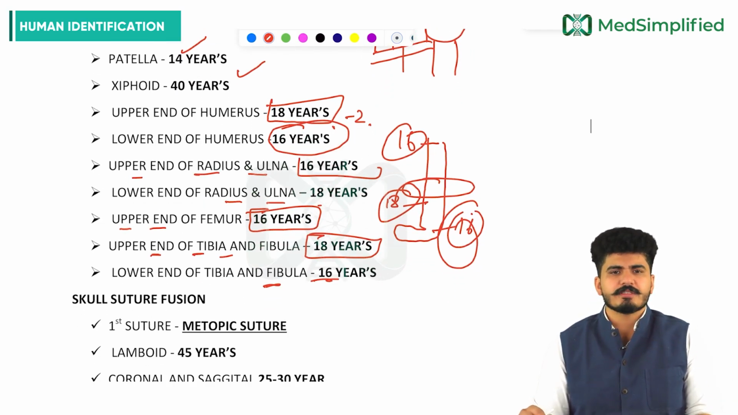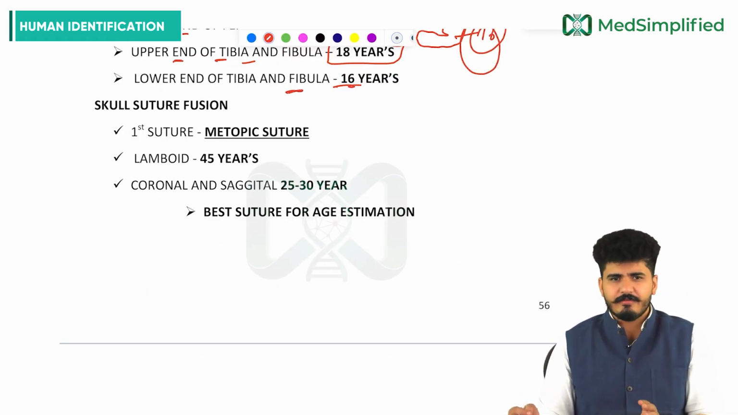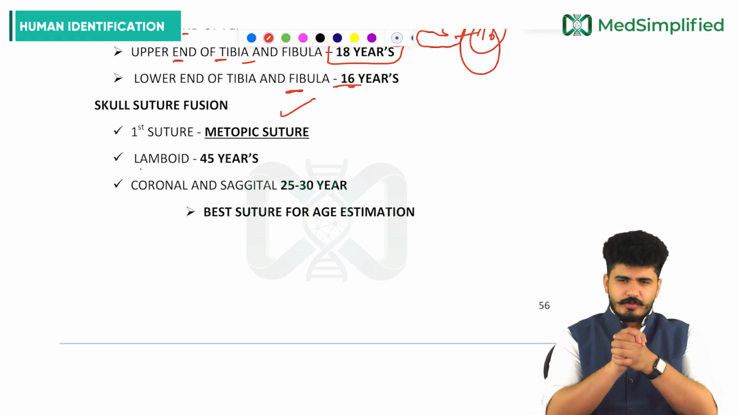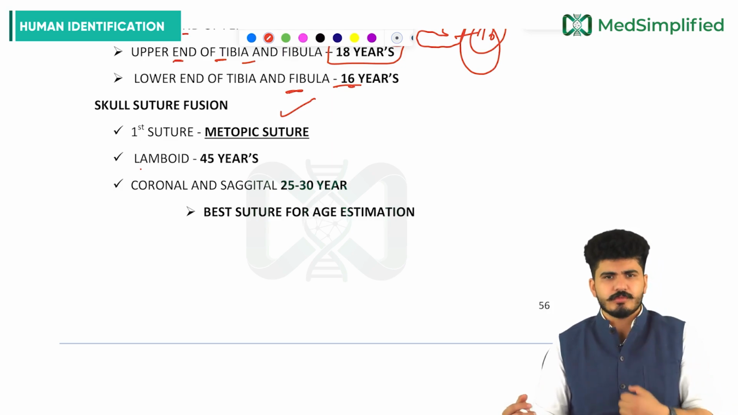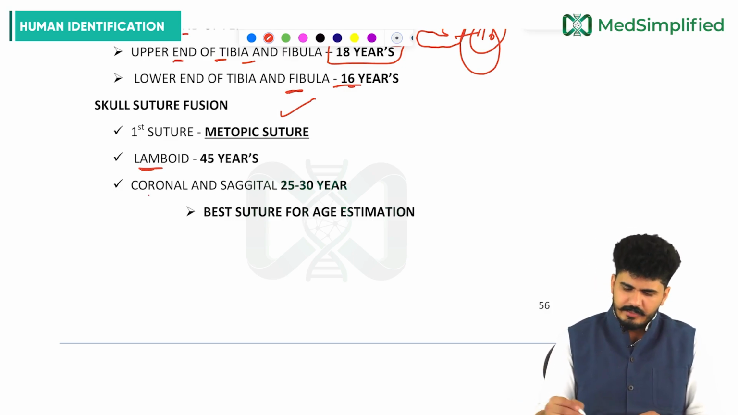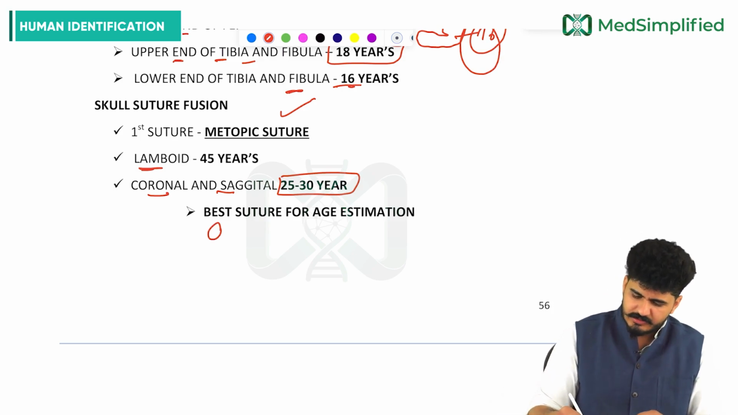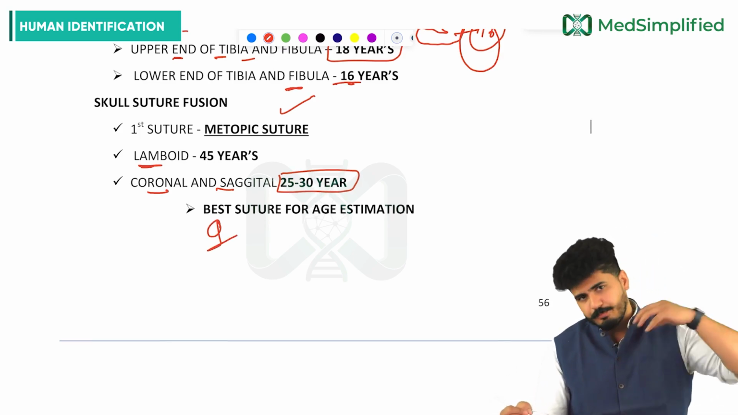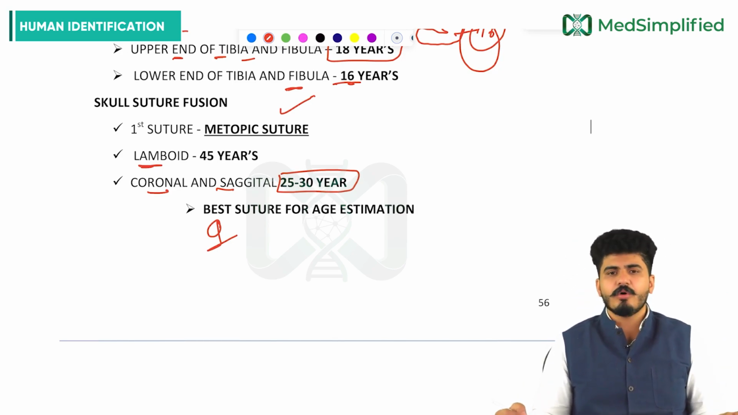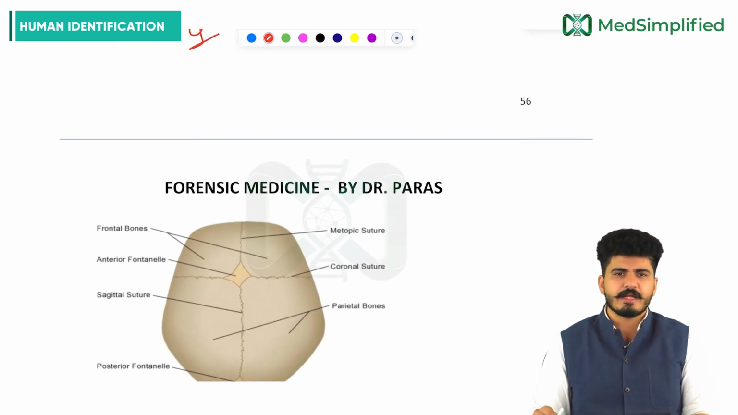Now we are coming to the skull. Skull suture fusion. The first suture which is getting fused would be what, sir? Metopic suture. Then lambdoid suture at 45 years. Then coronal and sagittal at 25 to 30 years of age. This is the best suture for age estimation. If someone asks you which is the best suture for age estimation, your answer would be coronal and sagittal sutures.